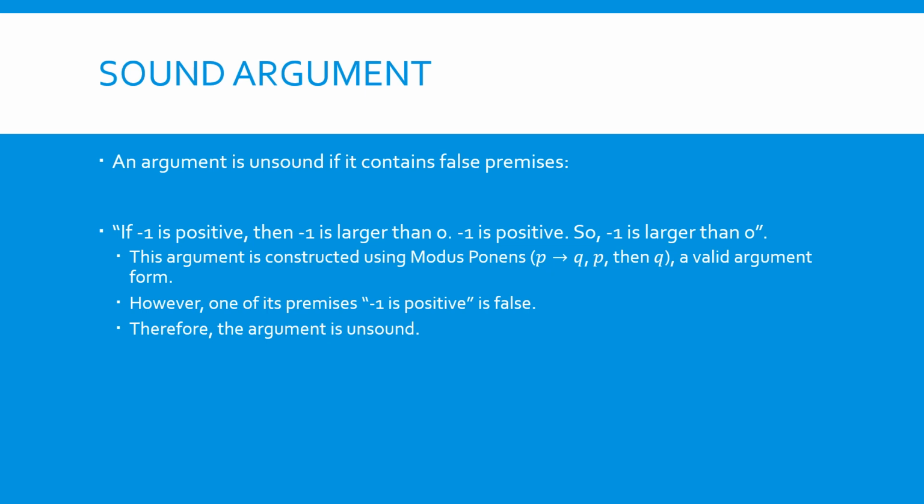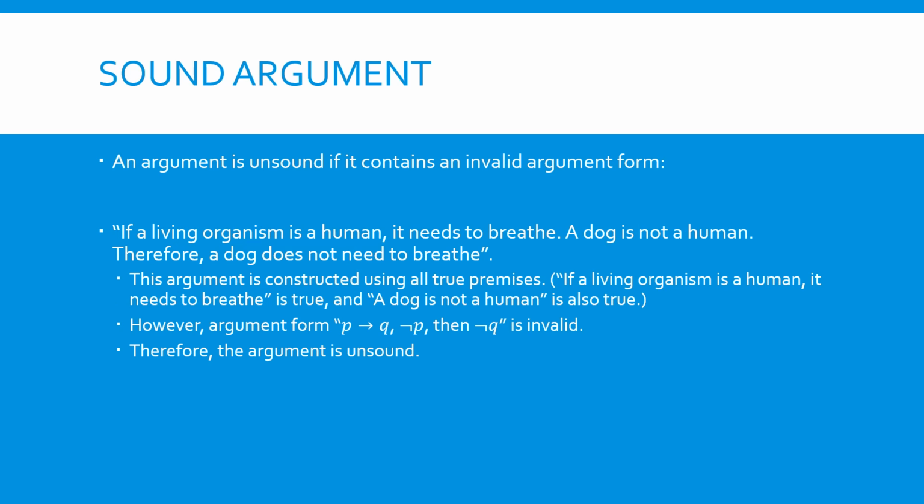You can easily identify the argument form of this proof as modus ponens, which is valid. However, one of the premises, -1 is positive, is false. Therefore, the corresponding proof is unsound. On the other hand, we also could have all true premises with an invalid argument form.